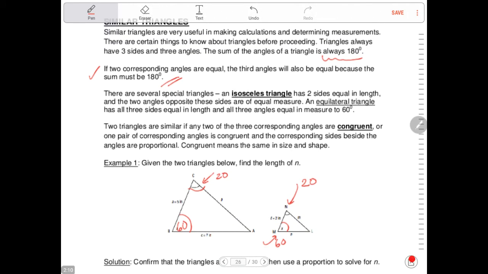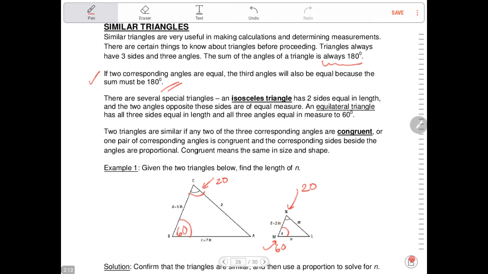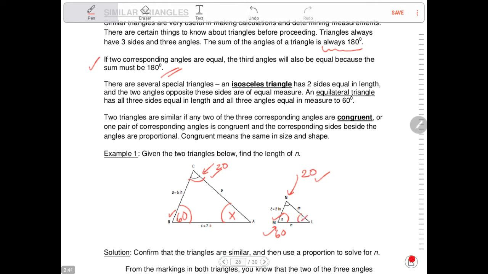Now, what did that little thing say there again? It says, if two corresponding angles are equal, the third set of angles will also be equal because they equal 180 degrees. Now, that kind of sounds like a mouthful. How about we put it to you this way? You see, this angle is equal to that angle. This angle is equal to this angle. What I'm simply trying to say to you is this third set, as in this one right here and this one right here, they also must be equal.